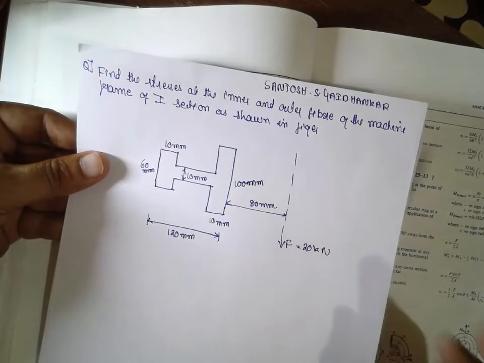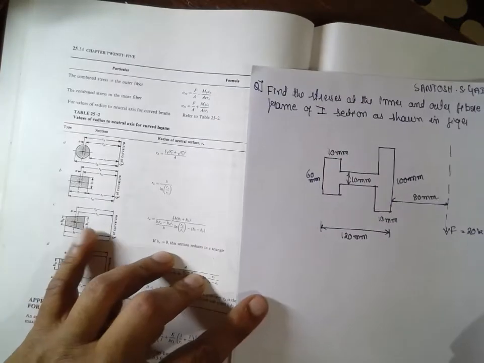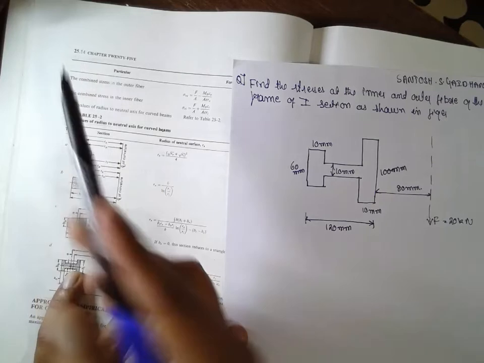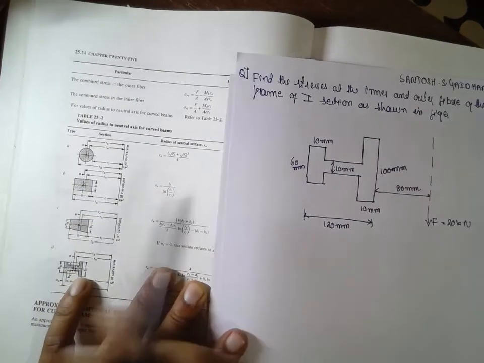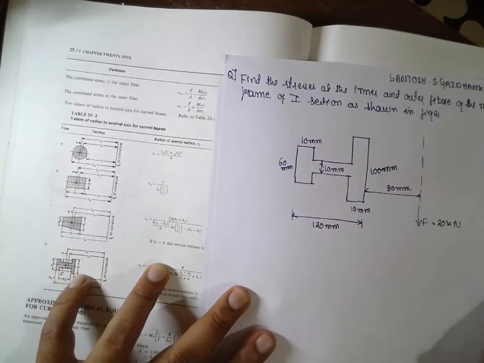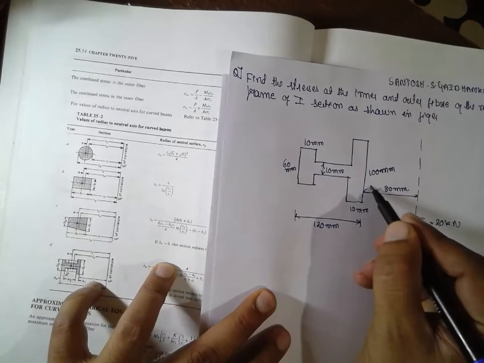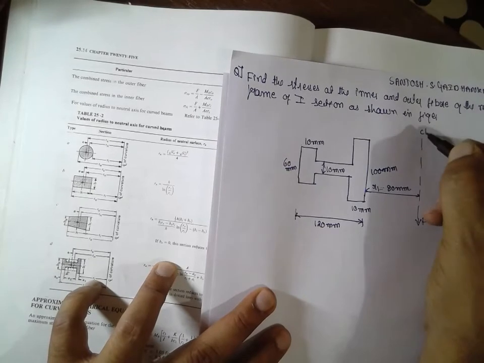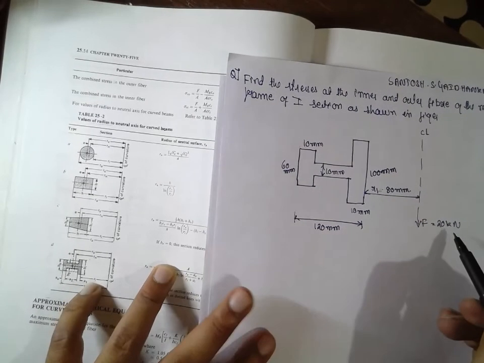Now I am referring to the Volume 2 data handbook. This is the figure, page number 25.14, Figure D. Here is the I section D. Now, with respect to this same figure, you have to write the naming. This is Ri. This is the central line. The force lies here, F, 20 kN.